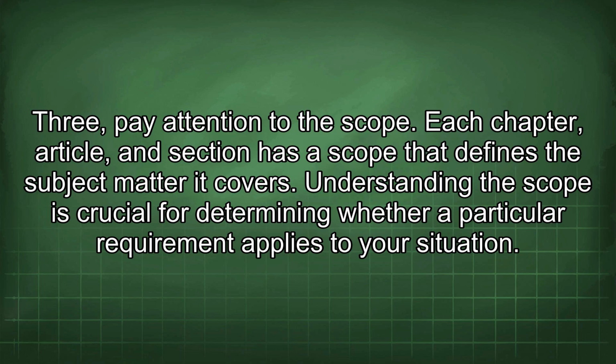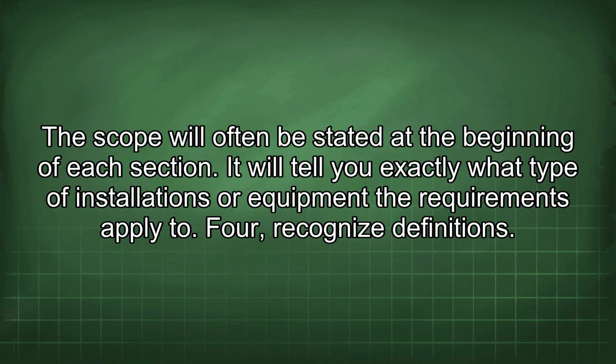3. Pay attention to the scope. Each chapter, article, and section has a scope that defines the subject matter it covers. Understanding the scope is crucial for determining whether a particular requirement applies to your situation. The scope will often be stated at the beginning of each section. It will tell you exactly what type of installations or equipment the requirements apply to.